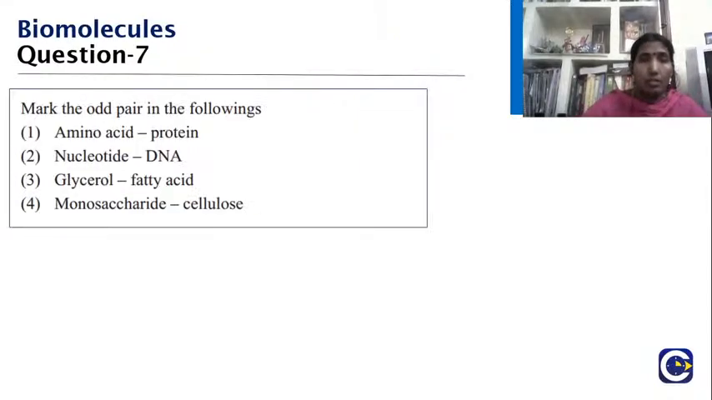Okay, very good students. Next, we are going to mark the odd pair in the following. Somewhere here there is an odd pair. When I say odd pair, first you should see in what way they are linked. Here: amino acid protein, nucleotide DNA, glycerol fatty acid, monosaccharide cellulose. One side gives the basic units, and the other side gives the structural molecules. So how are you going to pick out the odd pair? I am waiting for your answers, children.